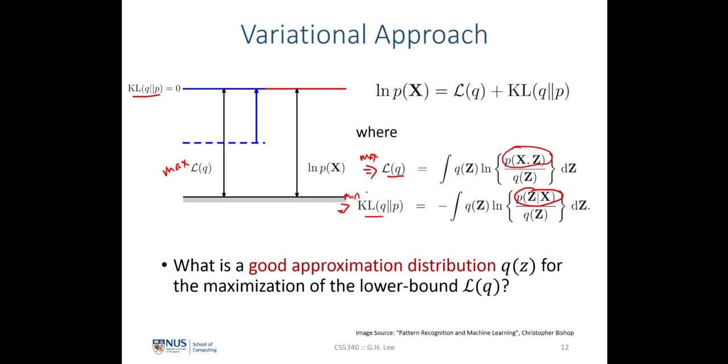But now the question is, what would be a good approximation for the distribution Q such that we can maximize the lower bound with respect to Q itself? And we'll see in the next few slides that the proof will show us that it's kind of interesting that Q here need not be defined to take any expressions.